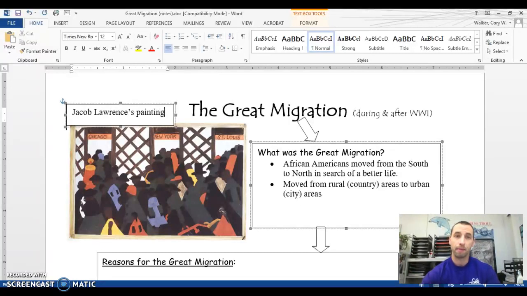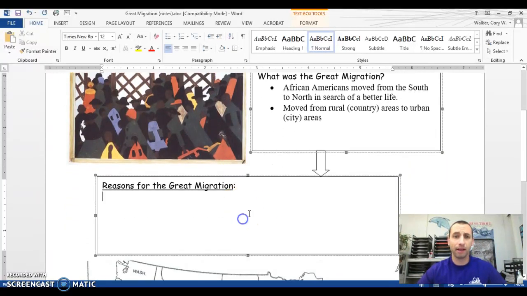So you guys can write the same thing I'm writing right here. This is Jacob Lawrence's painting. And he painted a whole series of paintings about the Great Migration that told the story of what actually happened through his artwork. Okay, so, reasons why the Great Migration was happening. You're going to write 2 bullets in here.